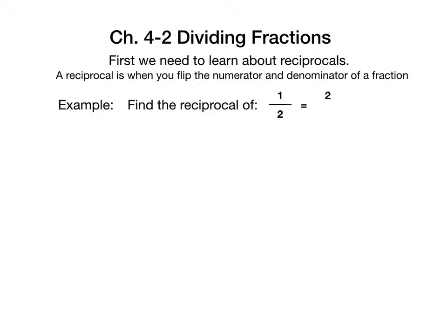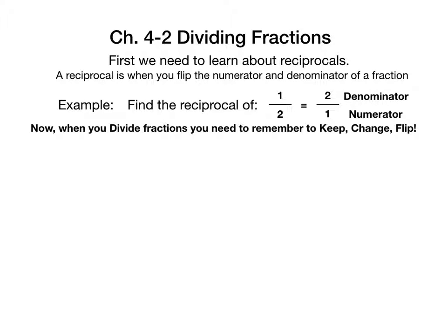It's simple. You take the 2 from the denominator, you put it in the numerator position. You take the 1 from the numerator and you put it in the denominator position. So now the 2, which was the denominator, is on top, and the 1, which was the numerator, is on the bottom. It's very simple.